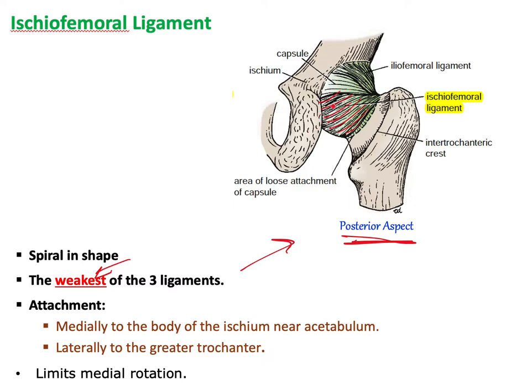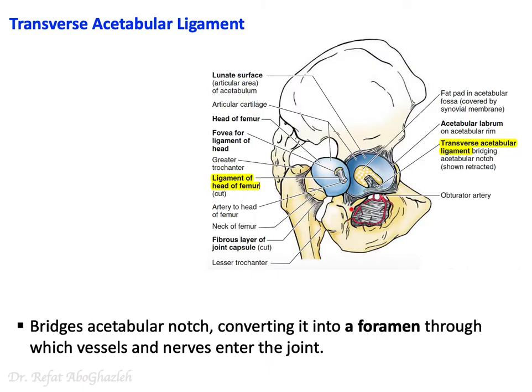But anyway, this ligament attached medial to the body of the ischium, near the acetabulum, and laterally to the greater trochanter. Imagine the function of this ligament. Suppose you want to move your leg like that, I mean the medial rotation, so it limits the medial rotation of the hip joint.